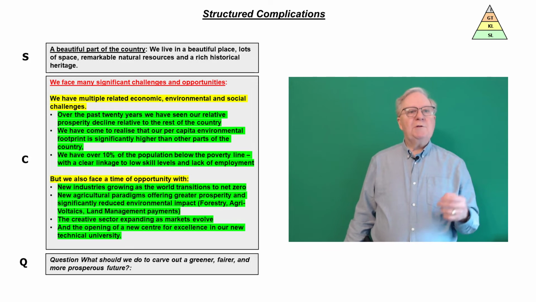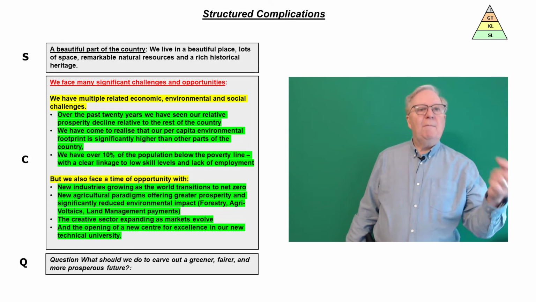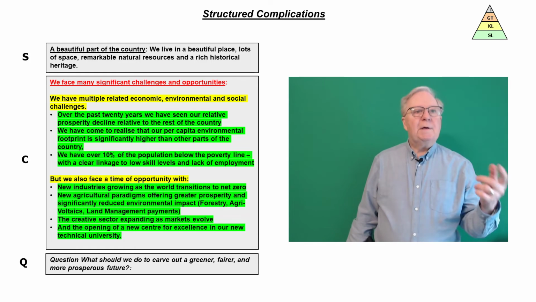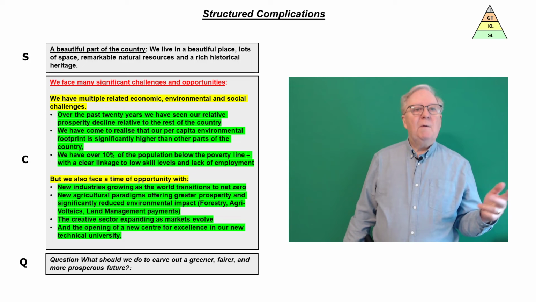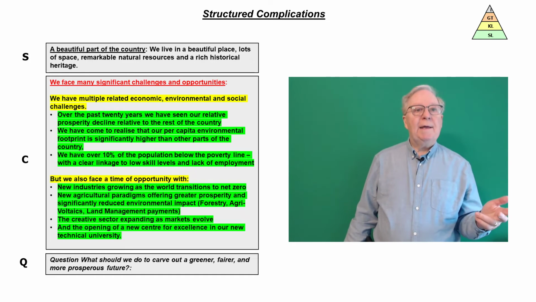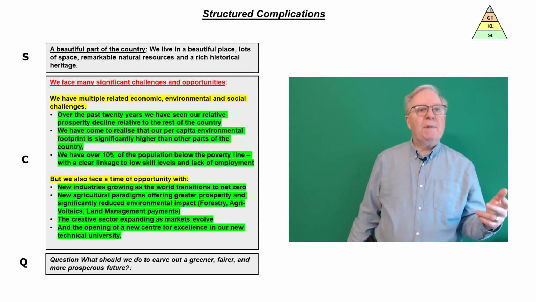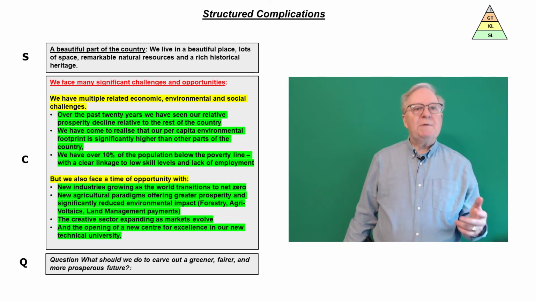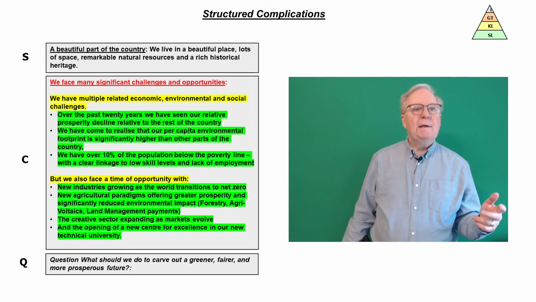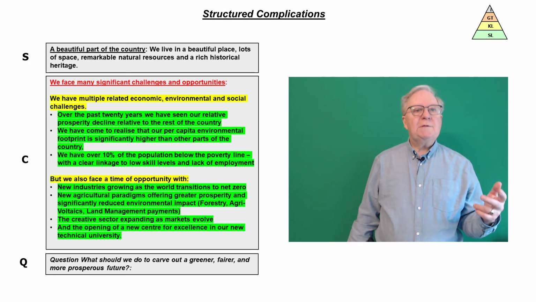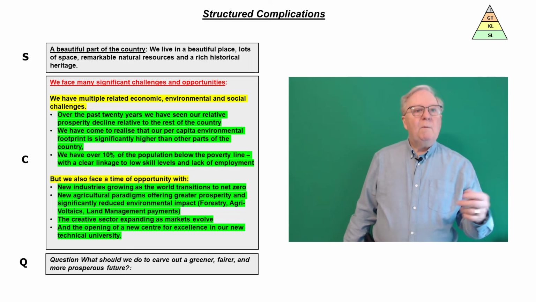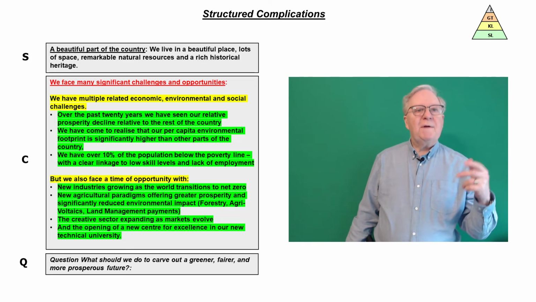And then the support logic supporting each of those is we have multiple related economic, environmental and social challenges because over the past 20 years we have seen our relative prosperity decline relative to the rest of the country. We have come to realise that our per capita environmental footprint is significantly higher than other parts of the country, and we have over 10% of the population below the poverty line, with a clear linkage to low skill levels and lack of employment.